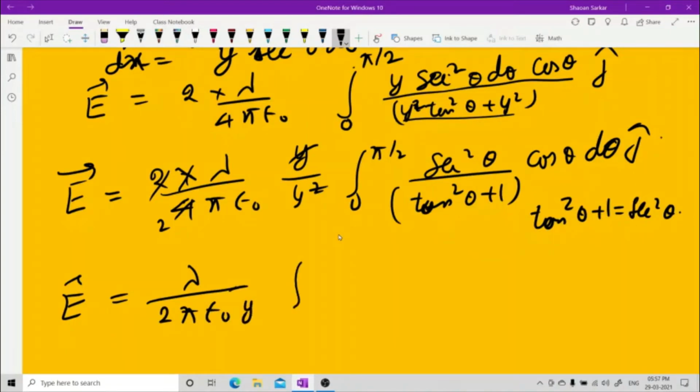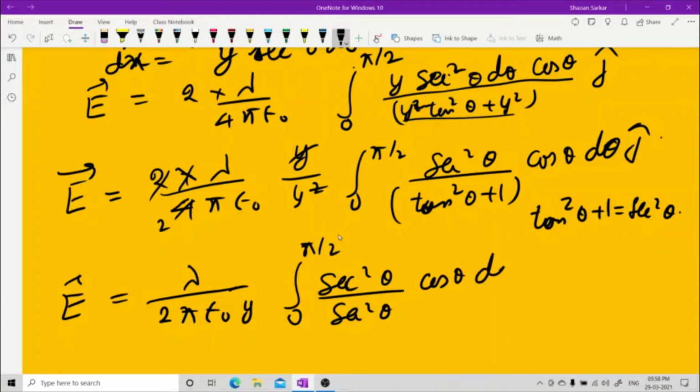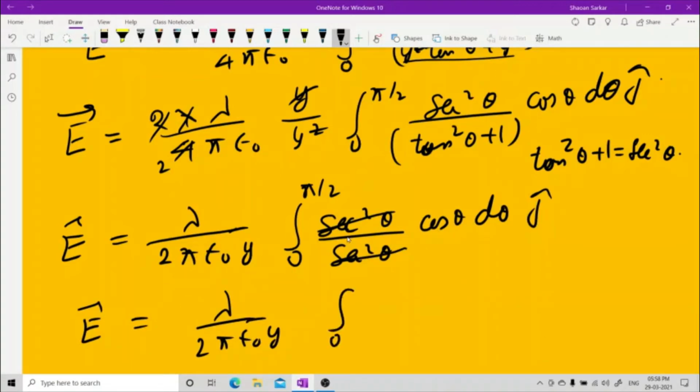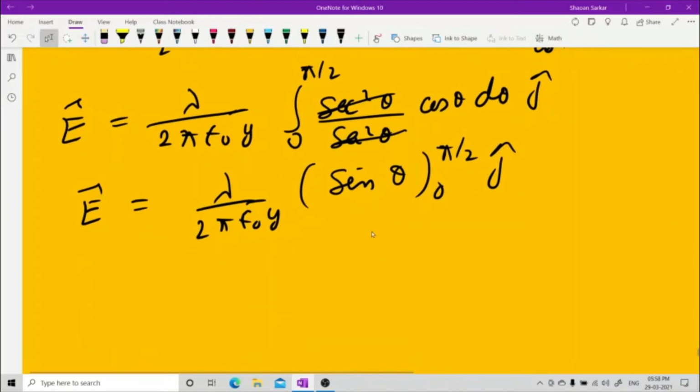Now you have this as 0 to pi by 2. This is sec square theta upon sec square theta cos theta d theta j cap. Cancel these two. What you are left with is cos theta, and the integration of cos theta is nothing but sin theta. So lambda over 2 pi epsilon naught y, 0 to pi by 2, sorry, sine theta, not... the integration of cos theta is sine theta. So sine theta from 0 to pi by 2, if you put the upper limit minus the lower limit, j cap, and you have this as epsilon naught.